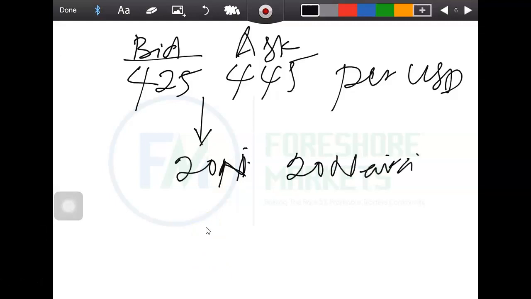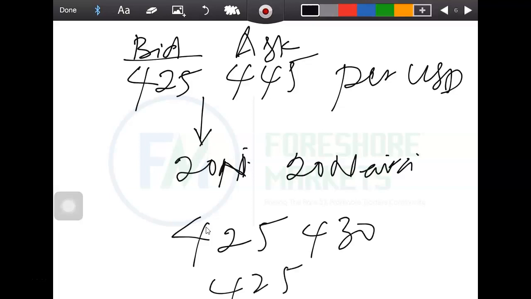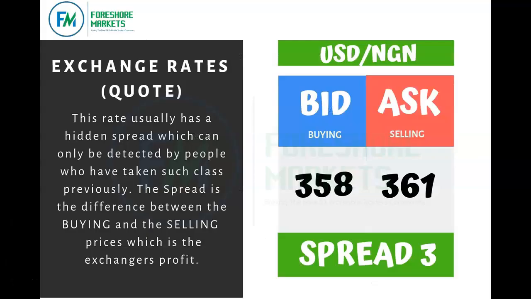Currently right now, the spread in the market is around 20 naira, so they will be making a whole lot more profit. The spread widens because there is volatility, there's a lot of tension, there's a lot of uncertainty. When the market goes back to normal, you'll see that spread going back down to, let's say, 425, 428. Whenever there's tension or volatility, the spread widens, and whenever the tension goes away, the spread closes back up.